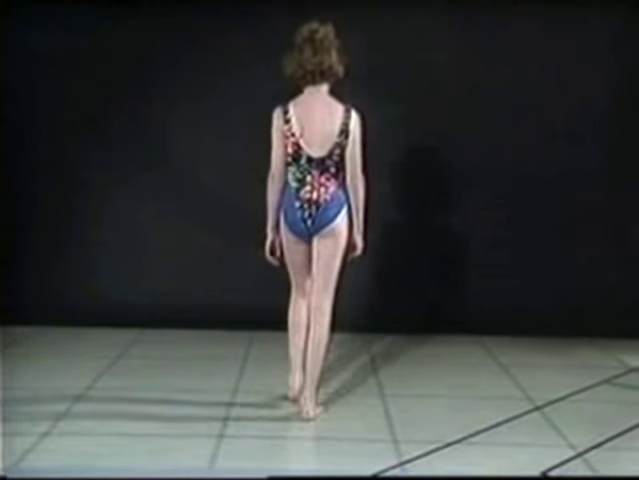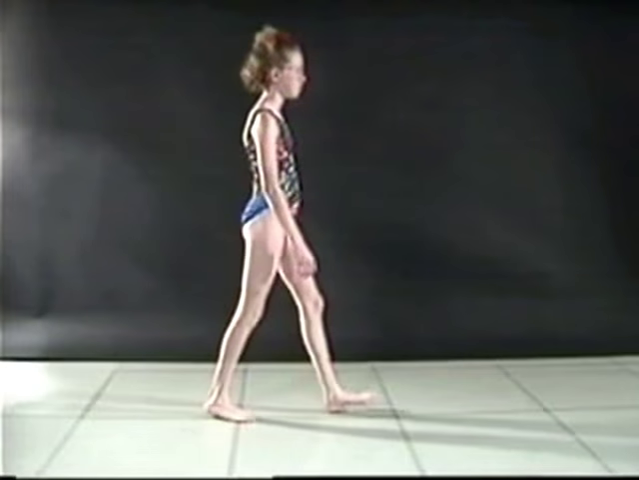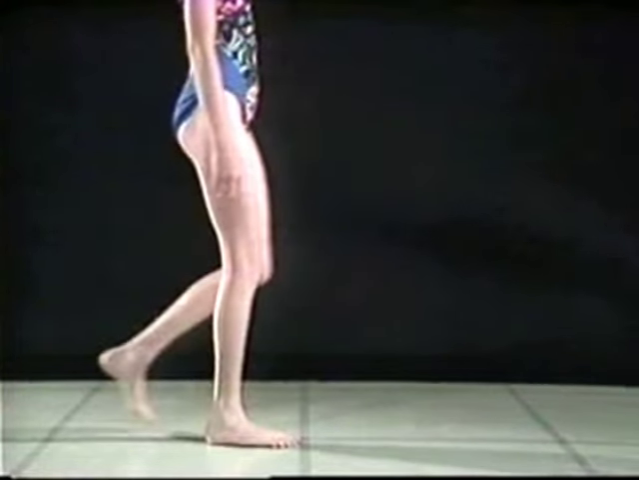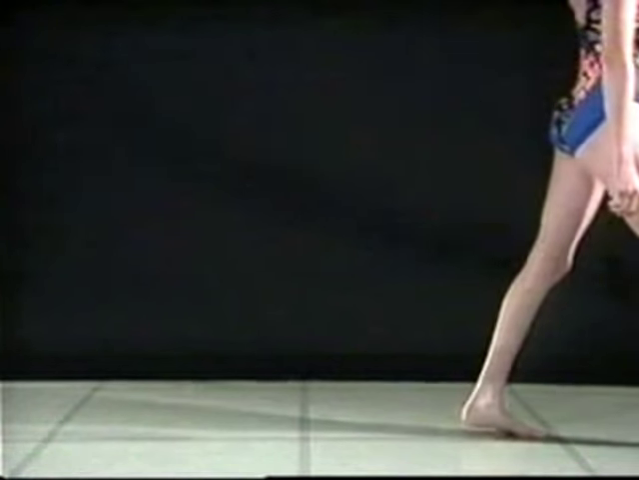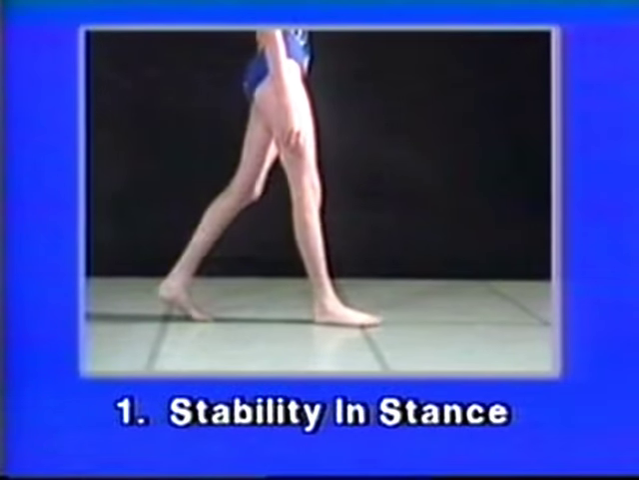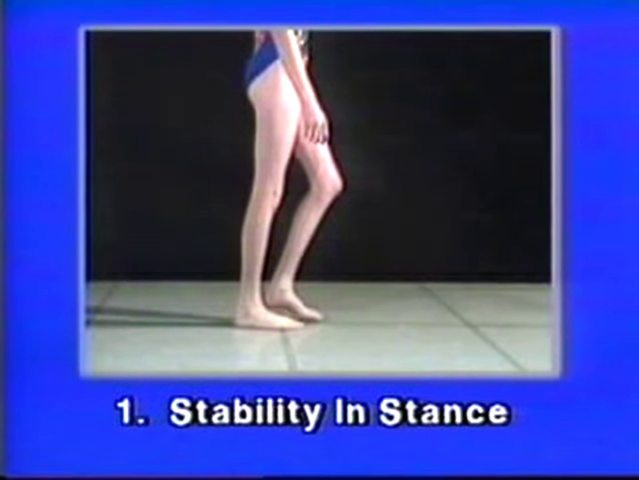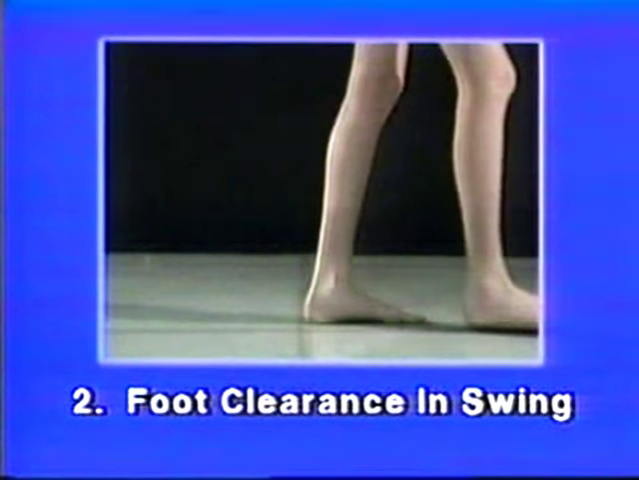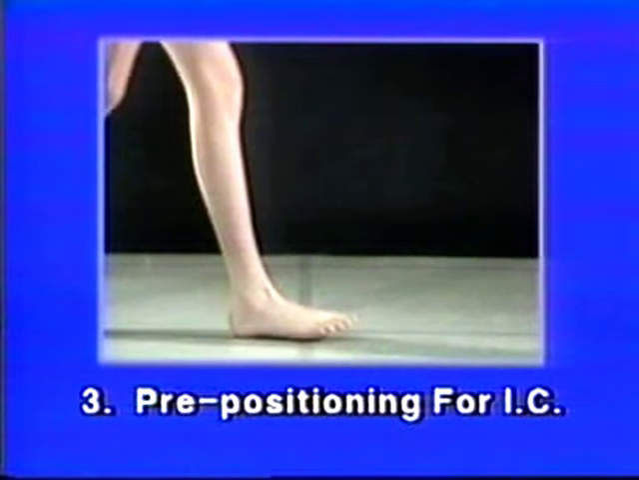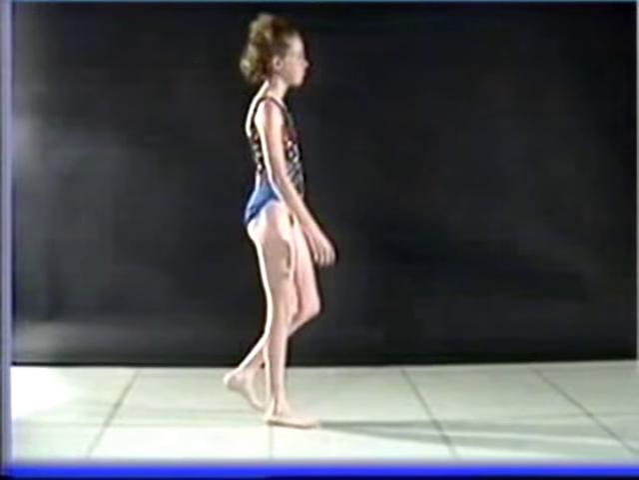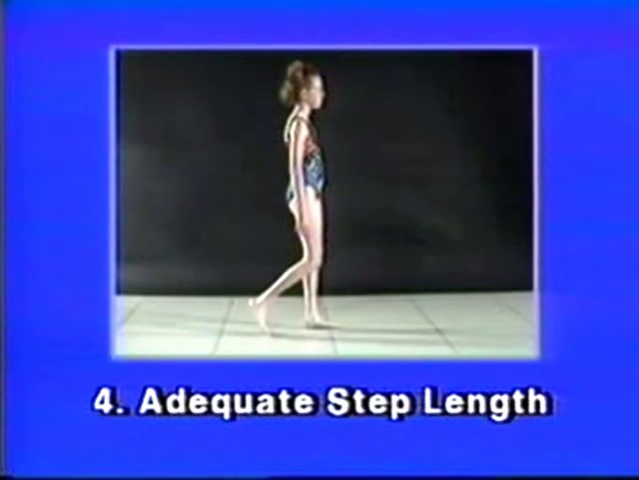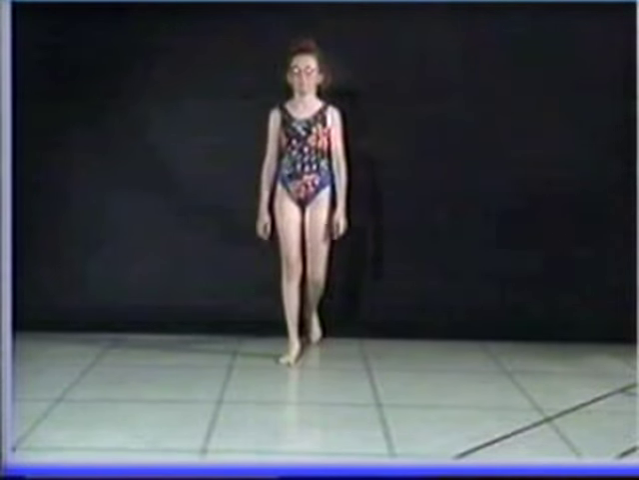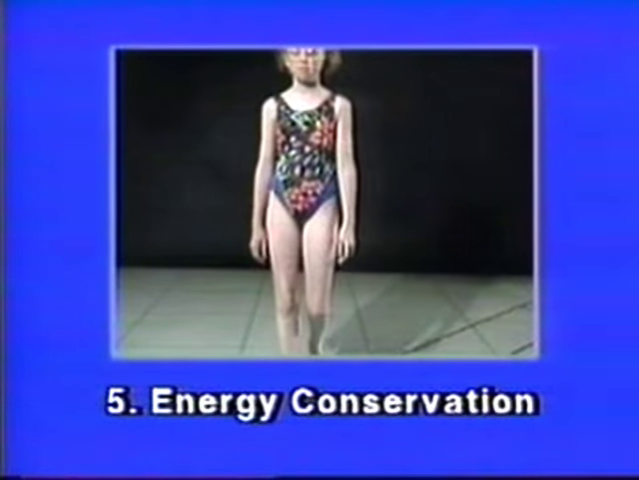Viewed at normal speed, it may be difficult to clearly identify each attribute, but when the motion is slowed, you can easily identify each one. 1 is stability in stance. 2 is foot clearance and swing. 3 is pre-positioning of the foot for initial contact. 4 is adequate step length. 5 relates to the energy used in walking. We call this energy conservation.